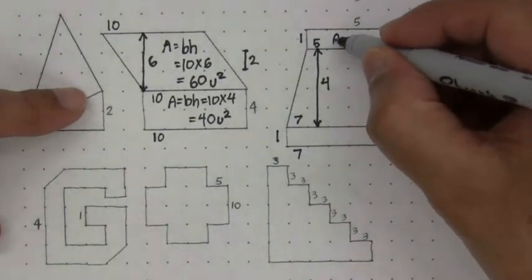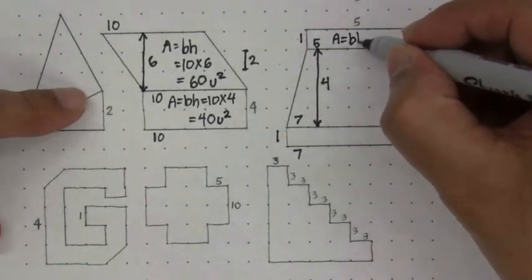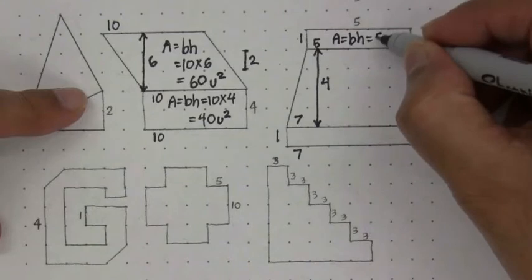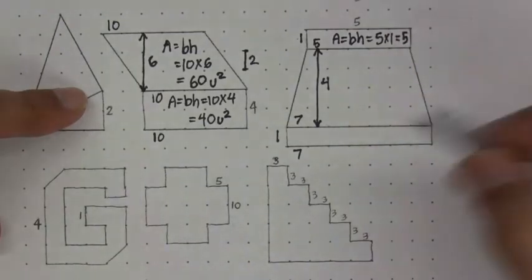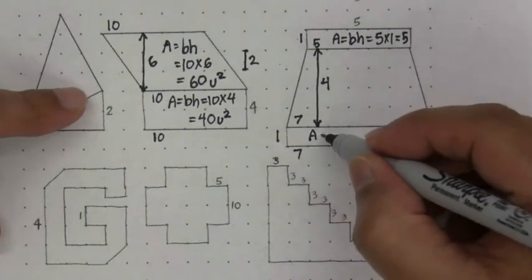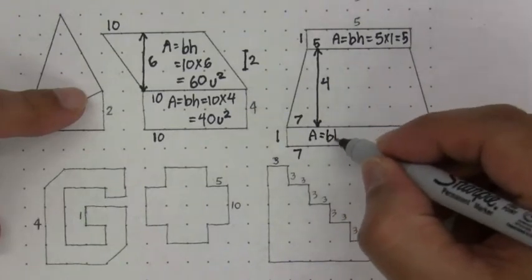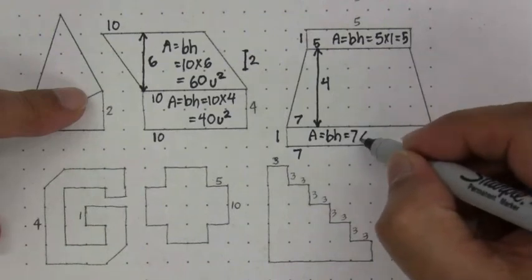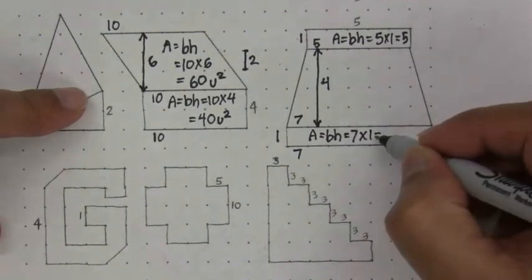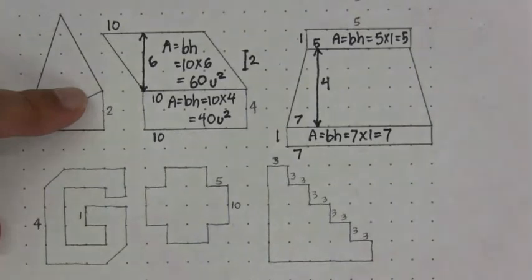The area of this rectangle is base times height, or 5 times 1, or 5. The area of this rectangle is base times height. That's the same as 7 times 1, or 7.